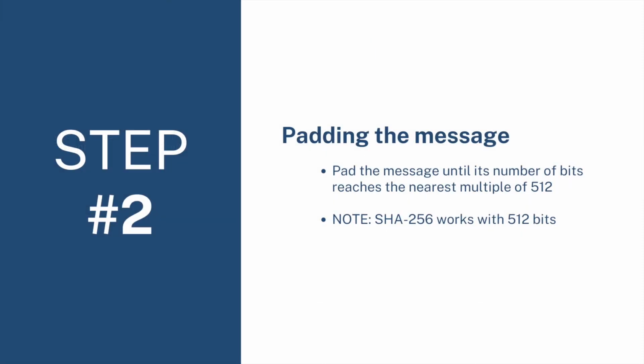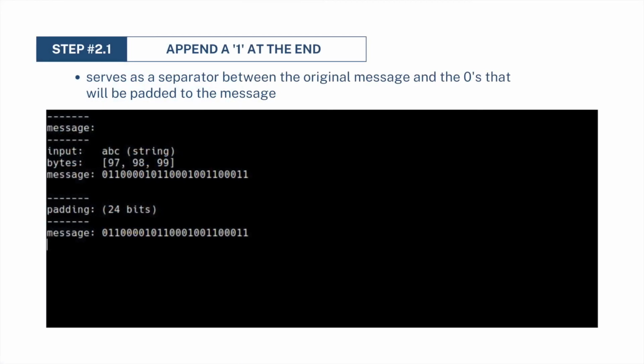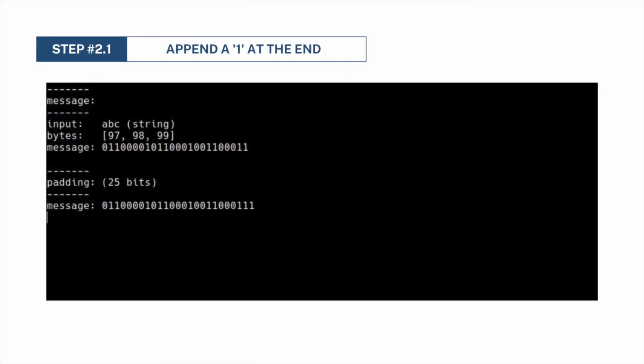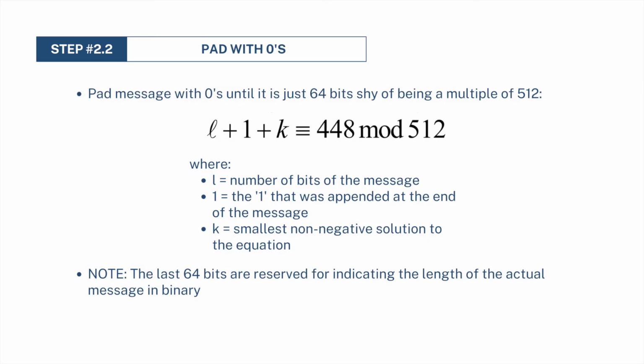After we have represented our message in binary, we are now at the second step, which is expanding the number of bits in our message to the nearest multiple of 512, since the SHA-256 hashes data in chunks of 512 bits. How are we going to increase the number of bits to 512, you may ask? It's simple. We will just add zeros to the message. But before we do that, we will first have to append a 1 at the end of the message to serve as a separator between the actual message and the trailing zeros that are just padded for expansion. After appending a 1 at the end, we will have to start padding the message with zeros.